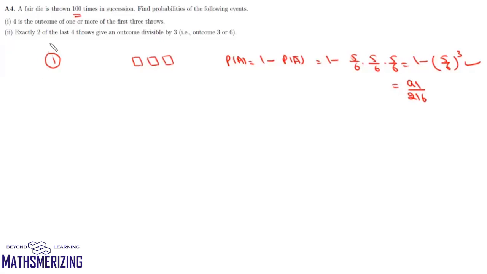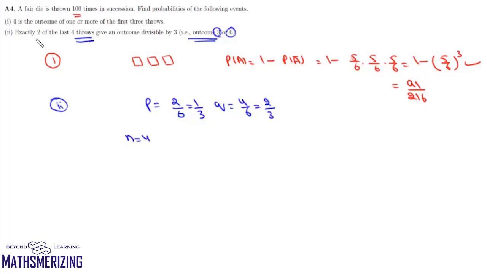Now we'll come to the second problem, and it says exactly 2 of the last 4 throws give an outcome divisible by 3. We know that a number is divisible by 3 if it is either 3 or 6. So its probability will be 2 by 6, and the probability of not getting a multiple of 3 will be 4 by 6. So this one is 1 by 3 and this is 2 by 3. From the last 4 throws, in this case the value of n is 4, we need to get exactly 2 numbers which are divisible by 3.